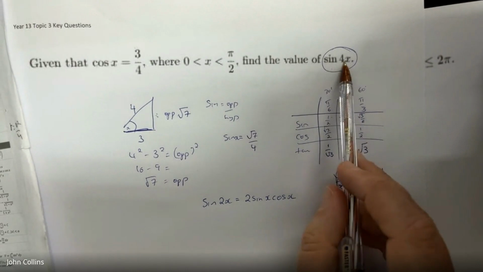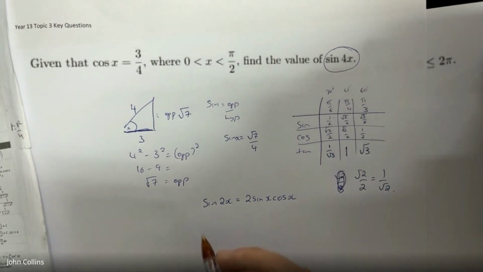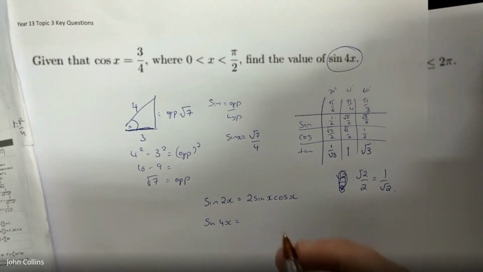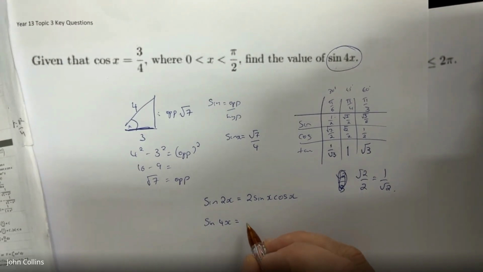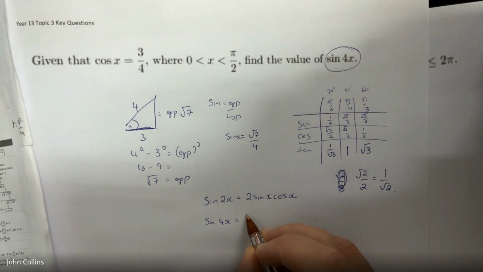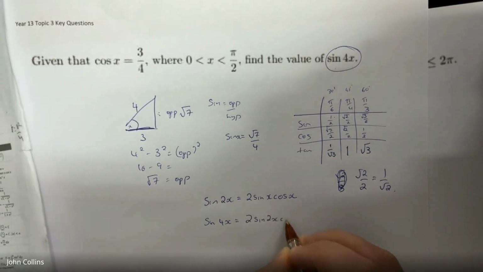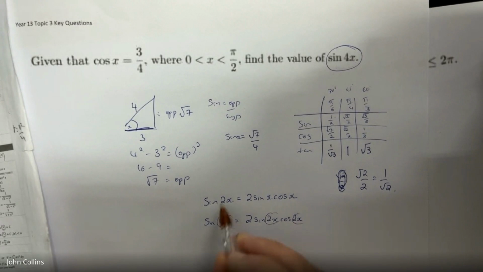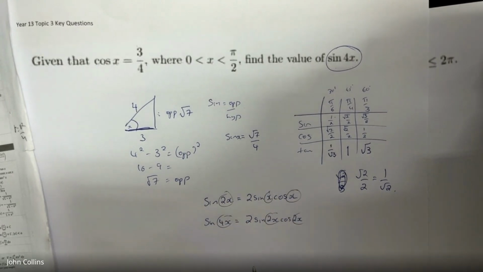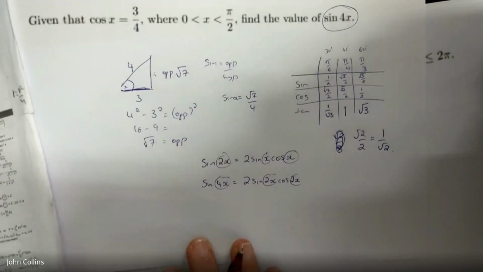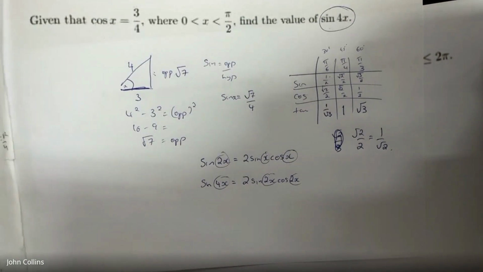But this is sine 4x. So what would sine 4x be? Would it? No. It'd be 2 sine 2x cosine 2x. The only thing that's changed is you're halving this angle. So you're halving this angle either way. So half of 4x is 2x. That caught a lot of people up in this exam paper that didn't manage to get any further than this.